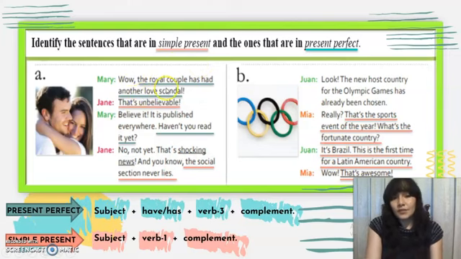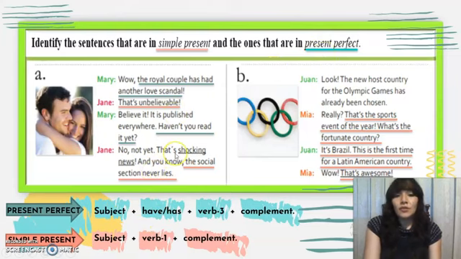For the first sentence, the royal couple has had another love scandal. This is the present perfect because we are working with the auxiliary have or has, and also the verb is in the third form, the past participle. So, the second example is: that's unbelievable. This is simple present because here we have the verb be in present, that is. That is unbelievable. Another is: haven't you read the news? Here we have the auxiliary verb have, that means present perfect.